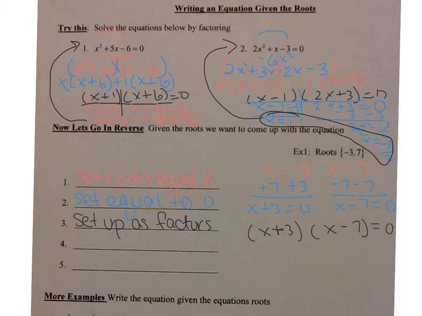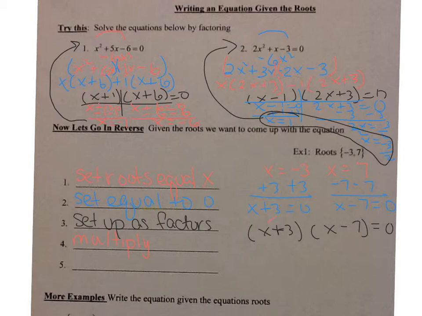So once I have my factors set up, to go from a factored form up to an equation would be to multiply or double distribute here. So step 4 would be to multiply. Remember, we are multiplying two binomials together, so we do have to double distribute.